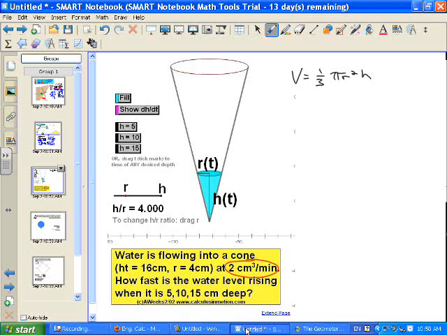Why do you want to get rid of R? Because you have H. They gave me the H because we're actually trying to find how fast the water level is rising. That's H. So I have to keep H because that's what I'm being given. So R's got to go. Now I need a relationship between R and H. Yikes.